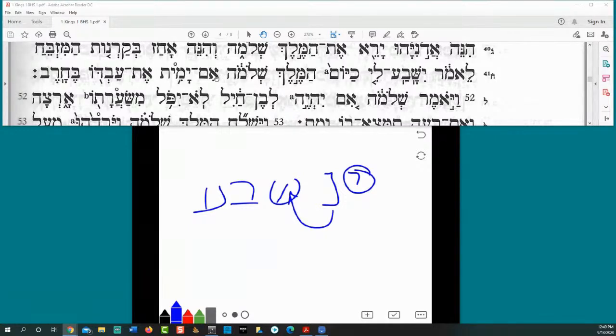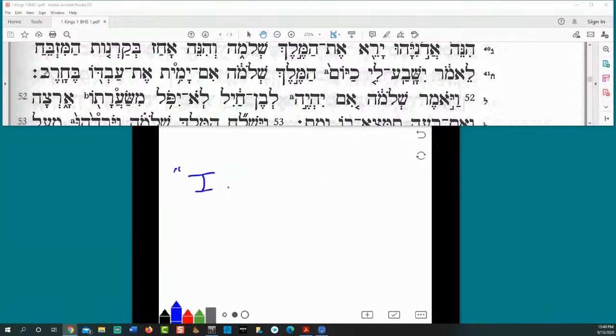And then what? Swear what? Im yamit et avdo b'charev. So, yamit, nice Hiphil form here from mem vav tav. And the im, this is that oath formula here. So if he, the king, will kill, cause to die, his servant with the sword, and we have to sort of think about this.